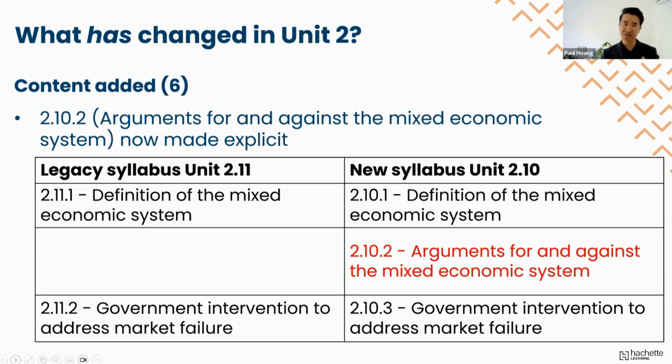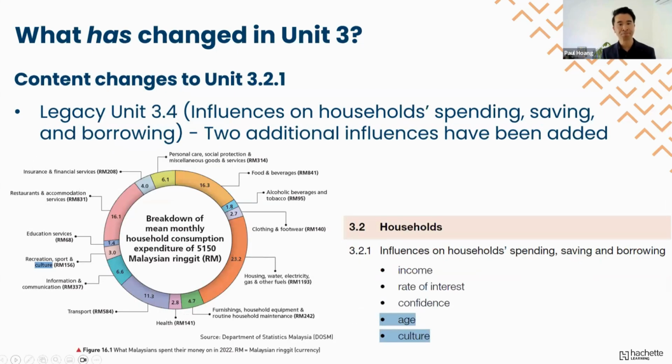So not just why does the government intervene, but what are the reasons for that intervention in the first place? And without understanding the arguments for and against the mixed economic system, the latter learning outcome wouldn't make as much sense for students. So I think that's clearer in the new guide.